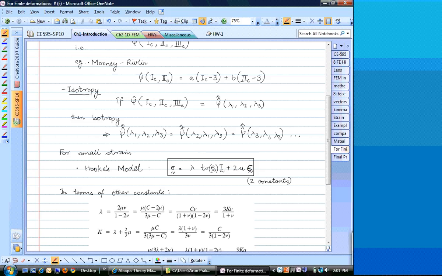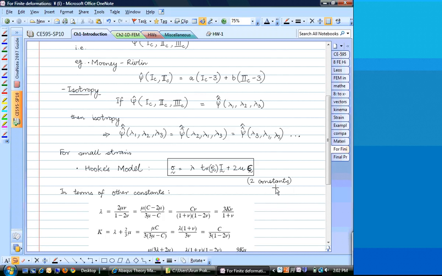So this is linearized strain, and note that this includes two constants. Okay, so for any small strain, isotropic, linear elastic material, you can always express that relationship with only two constants.